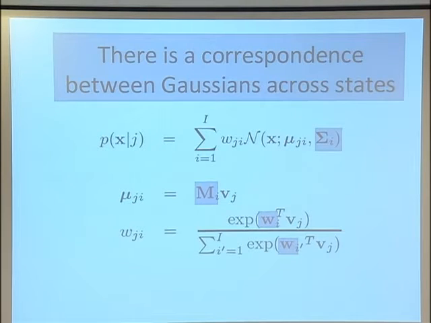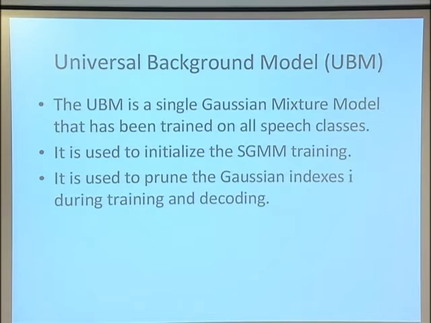As we've mentioned, there's a correspondence between the Gaussians, between states. So Gaussian 1 is always Gaussian 1. It's not completely arbitrary. So we mentioned the UBM. This is just your kind of generic Gaussian mixture model. It's not really part of the model per se, but it is used for things like pruning and initialization. So it's kind of part of the scheme.